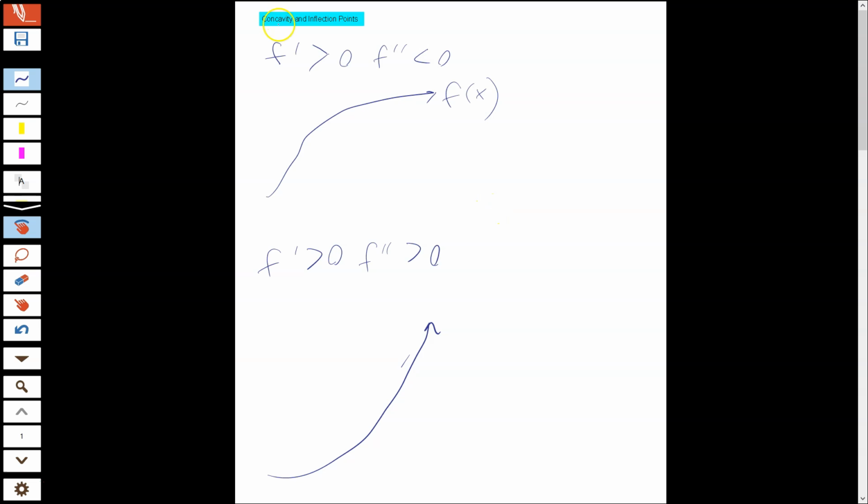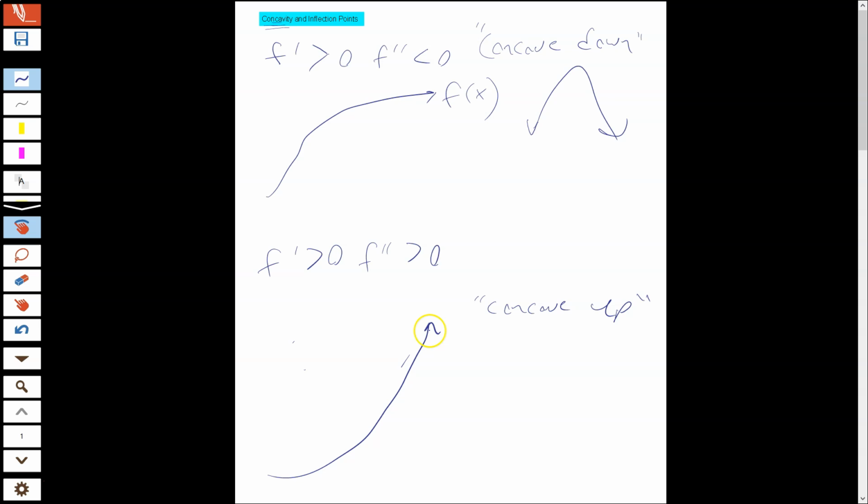Concavity is another way to talk about this, and it's related to how the graph looks. So this lesson's super visual. Notice this graph opens downwards, right? And another example would be a parabola that really opens downwards, right? So this is a concave down graph, we call it. And this graph opens upwards. So this is a concave up graph.